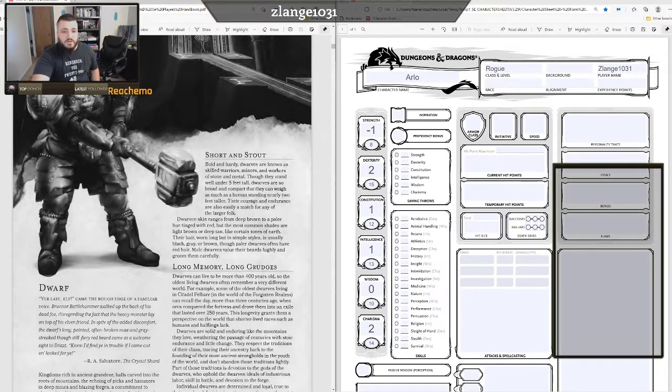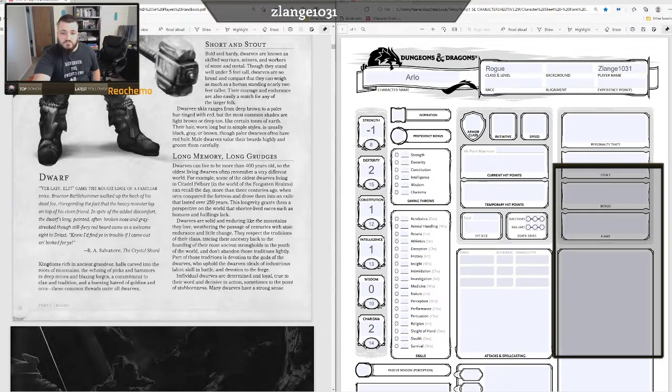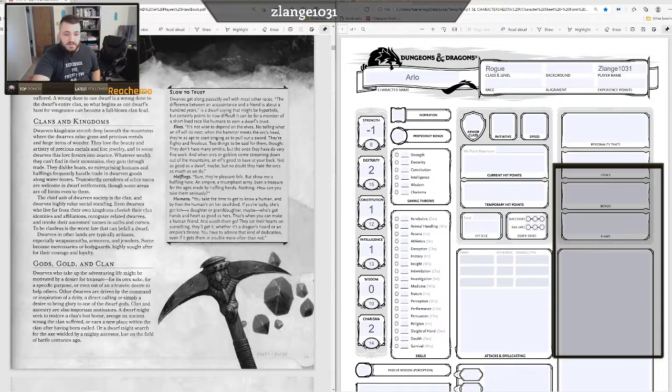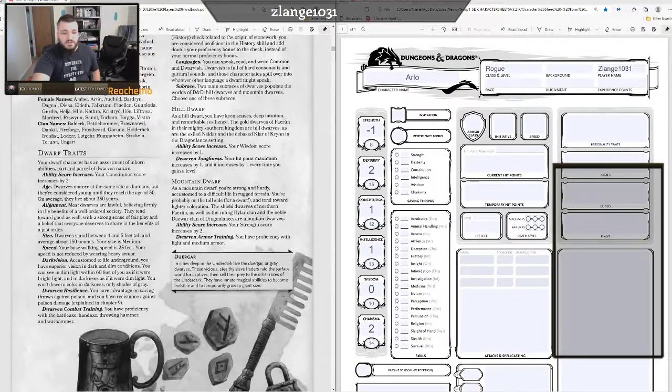So here we have your dwarf. They're short and stout and ready for a fight. Usually portrayed with an Irish accent or Scottish accent. It just depends on your flavor. You've got clans and kingdoms, gods, gold and clan, just different motivations, backstories for the race, names, traits.